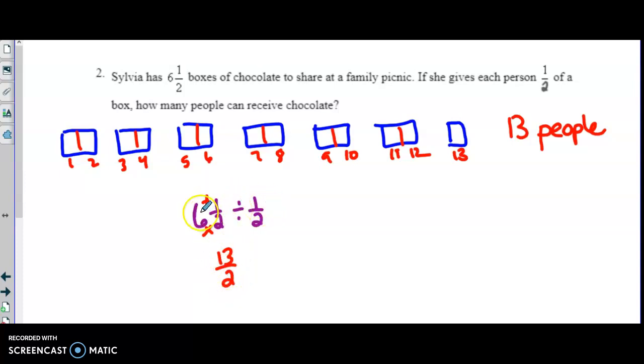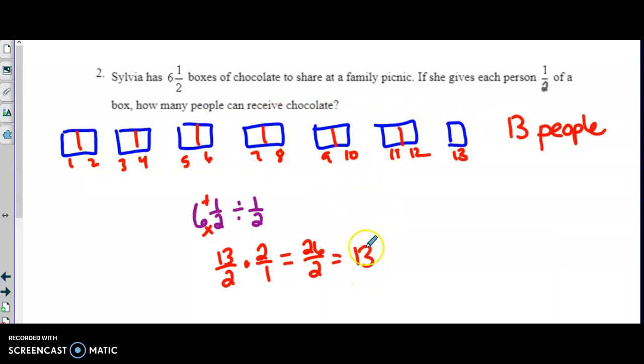And when we divide with fractions, we keep the first fraction the same. We flip the sign to multiplication. We keep, change, flip. We change the sign to multiplication, and then we flip our second fraction. So if we did this with division, keep, change, flip, we would get 26 over 2, and 26 over 2 equals 13. So you can either use division, or you can think about dividing each box. Either way, you get 13.